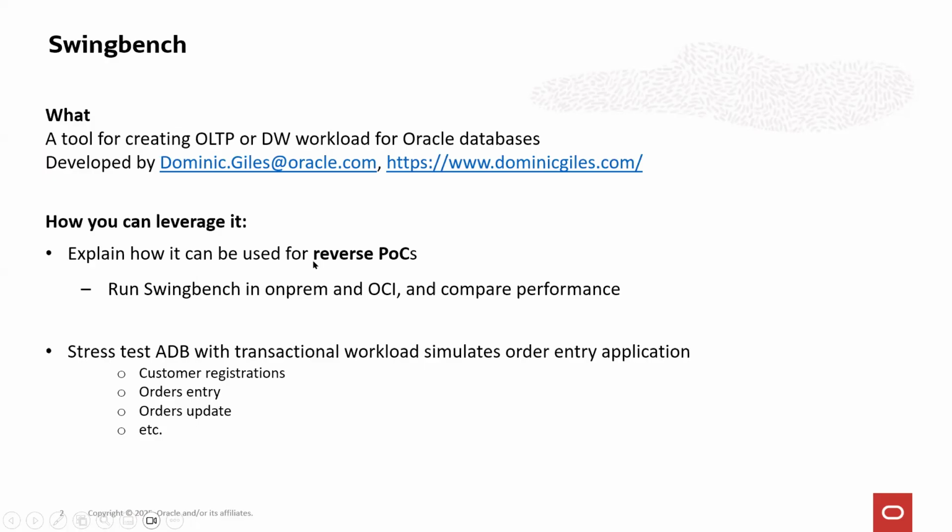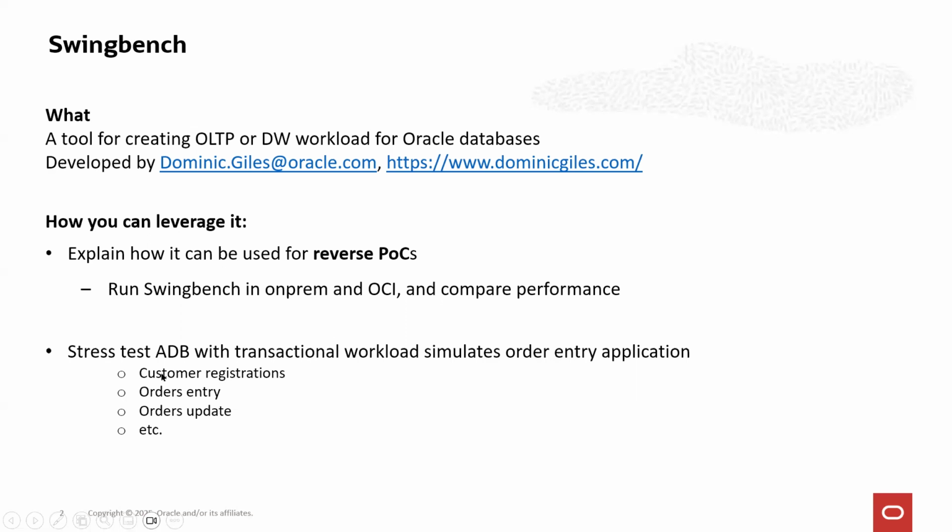This also can be used for reverse POCs. So for example, you're running an application on-prem. It has a storage system and an application, and it is delivering a certain number of transactions per minute or second. Now you're thinking of moving to Oracle Cloud and you want to know how fast it is going to be. One way would be to run Swingbench in your on-prem environment on the same storage subsystem, same database, and same application server, and run Swingbench in OCI, Oracle Cloud. Then you can compare the performance difference.